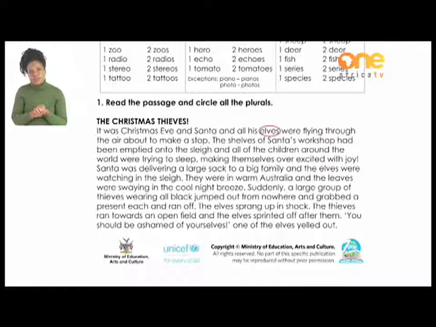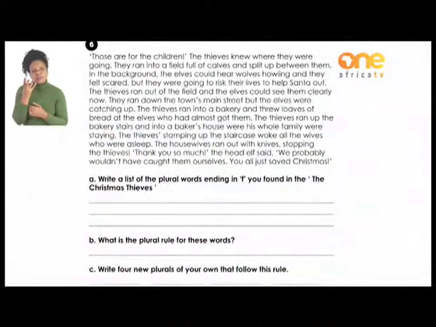So we're going to end there. Now we turn to page 6 and look at the questions. A, write a list of all the plural words ending in F you found in the Christmas thieves. B, what is the plural rule for these words? C, write 4 new plurals of your own that follow this rule. So this means you go back to the block on page 5.